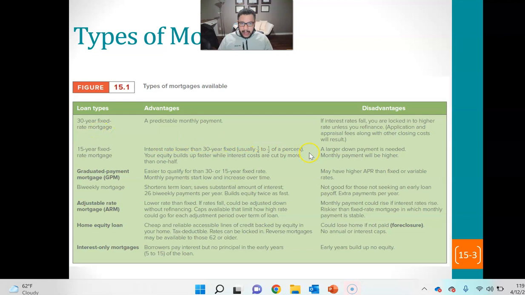A graduated payment mortgage is a mortgage where the payment goes up over the course of time. The beauty of that is that, if people are just starting their careers, like if you're a physician or an attorney or an accountant, and you know that your income is going to go up, you want to get this house, but you can't afford it now. The beautiful thing about a graduated payment mortgage is that the payments start low, but then they get higher and higher over the course of the loan. The thing with that, though, is that because of the uncertain nature of that, the interest rates are typically higher on those.